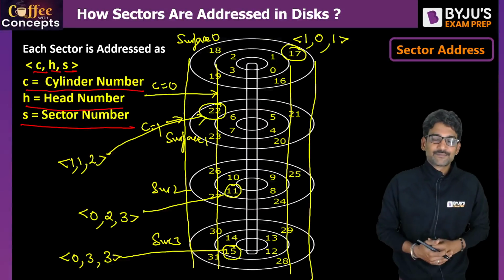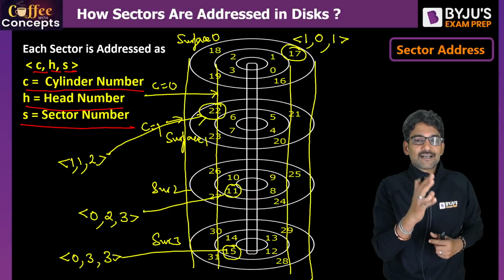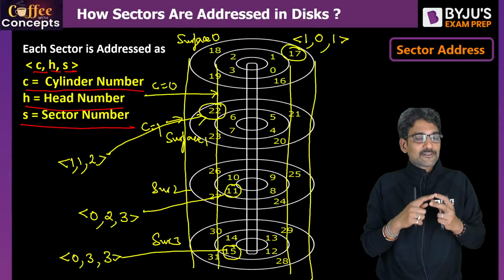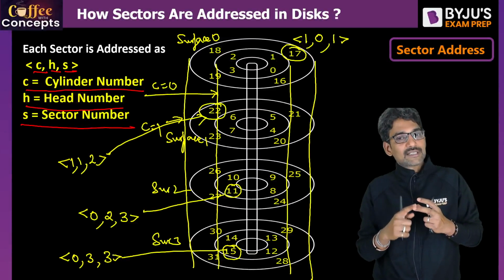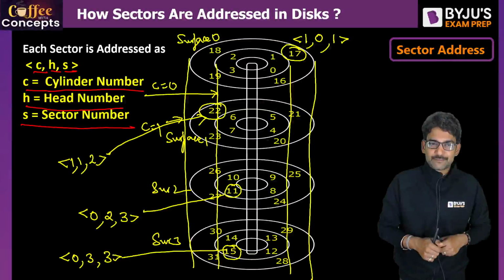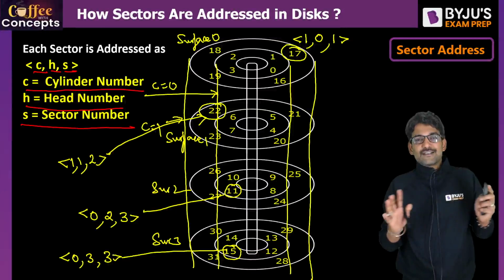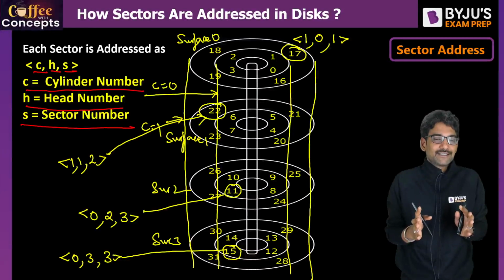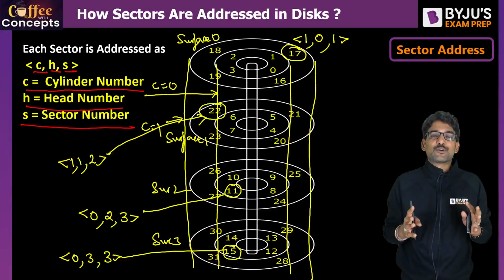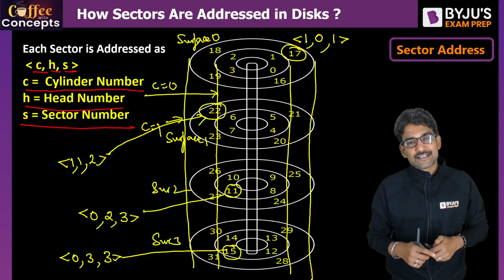Got it? So how are the sectors addressed? With CHS: cylinder number, surface or head number, and sector number. I think this small concept is clear in this short, quick session. I believe the concept of sector addressing is clear for you.